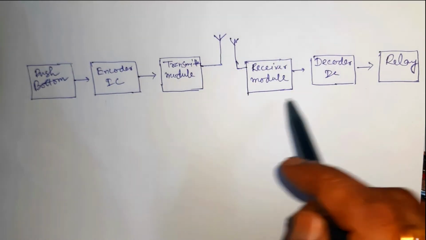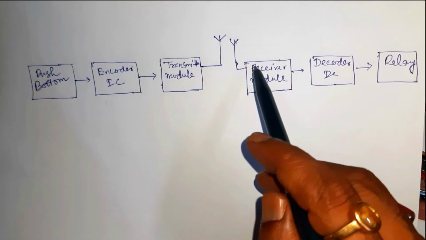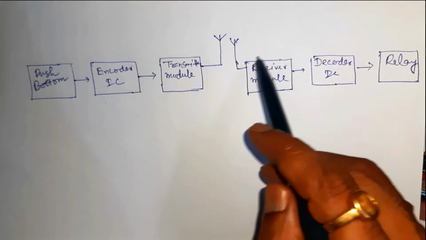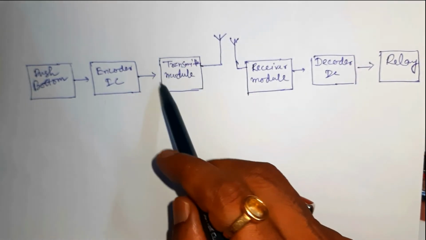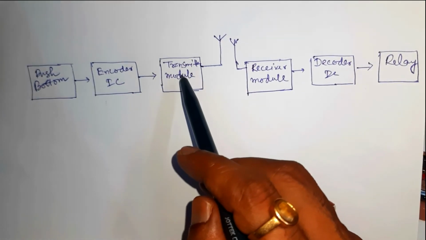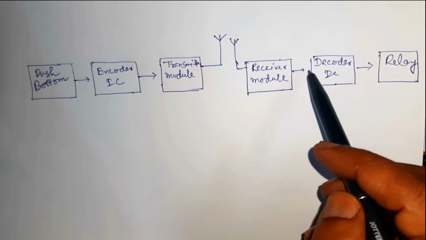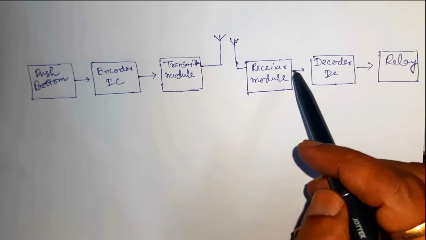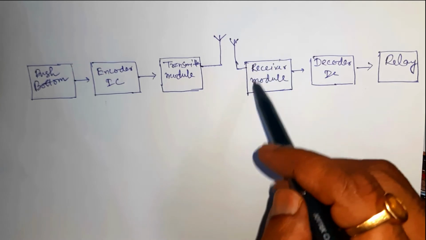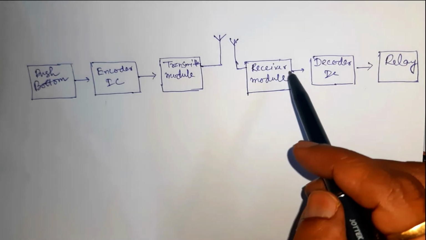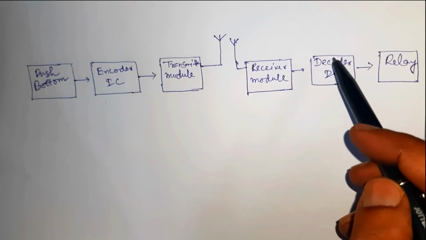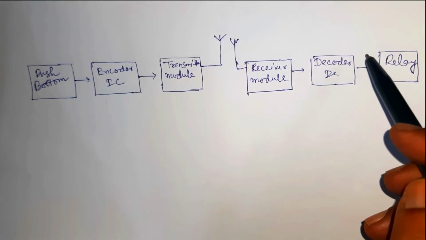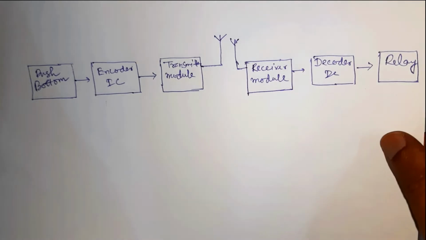On the other side, that is the receiver section, the RF receiver module receives the serial data from the transmitter module and provides this data to the decoder IC. And then the decoder IC decodes this data and controls the relays.